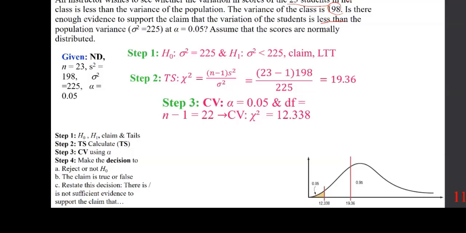You need a formula sheet, and you need to know what formula you're using. Are you using the Z, the T, the chi-squared formula? Which one? That's why it's important to read and understand and distinguish.